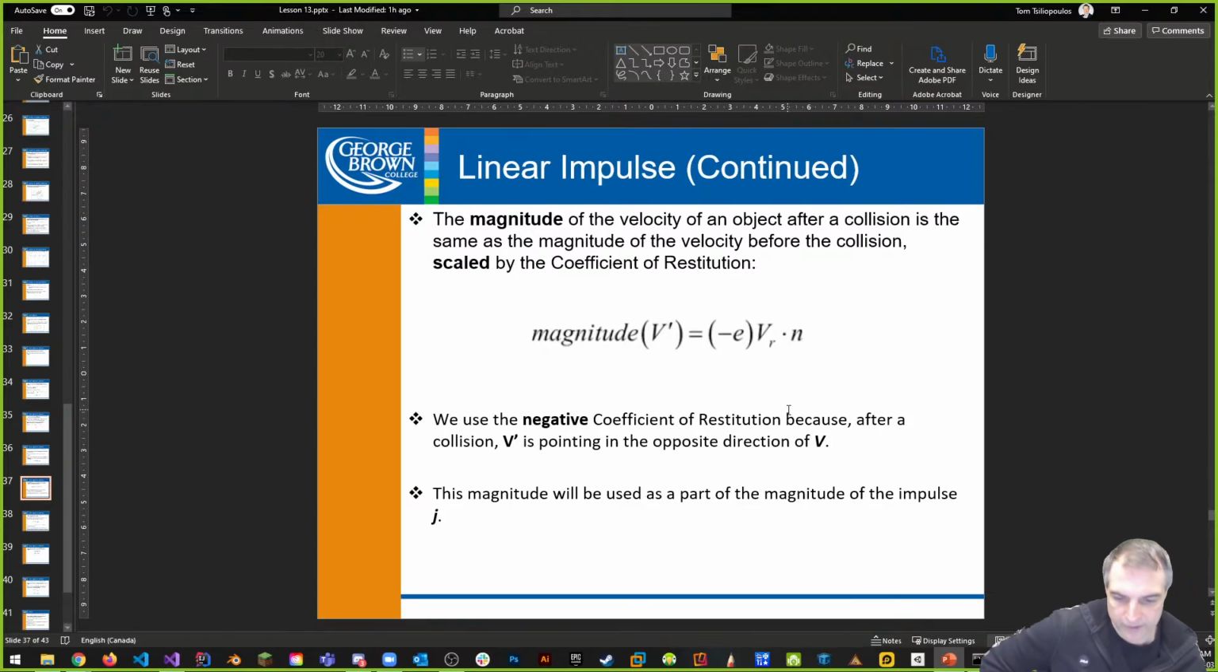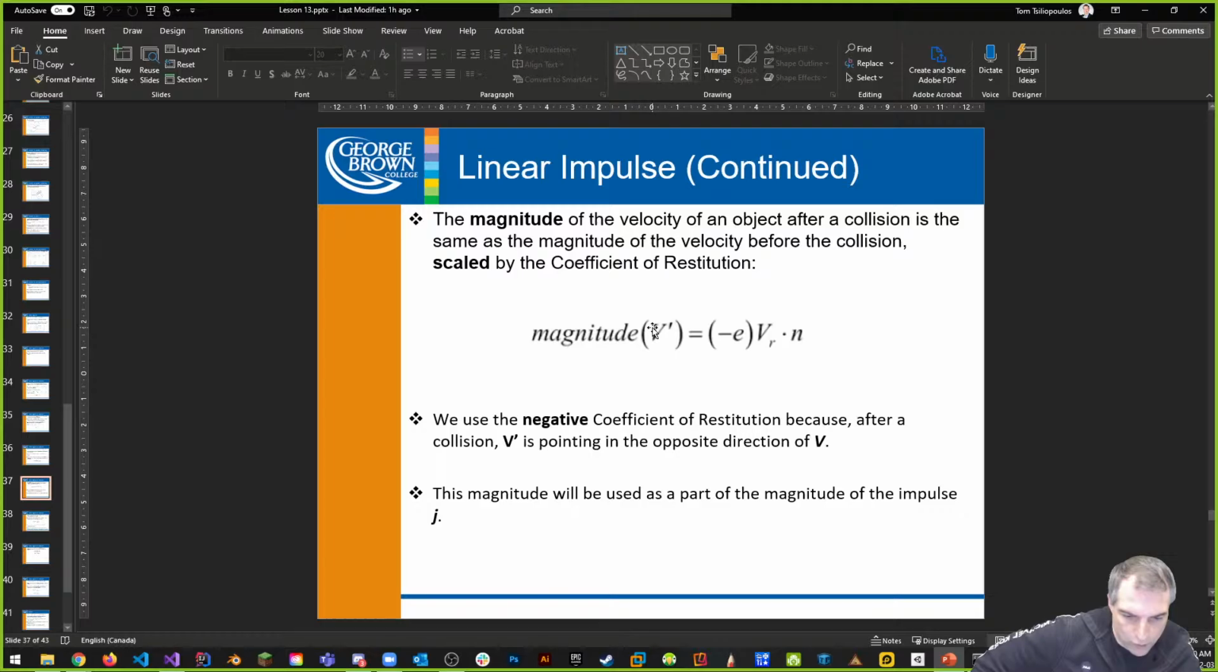So if we want to find the magnitude of the final velocity of an object, it is equal to the relative velocity dotted with the collision normal and multiplied by the negative coefficient of restitution for the system. That's going to be the magnitude of your final velocity. That's how it works. I'm stating these things because from these formulas you can create any kind of code you want to simulate what this is going to do.